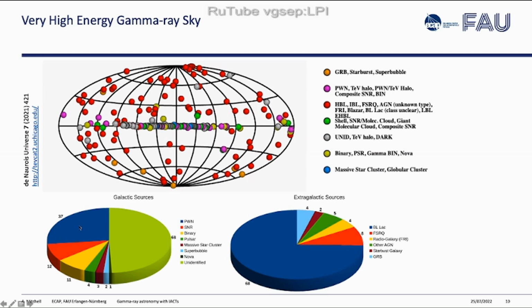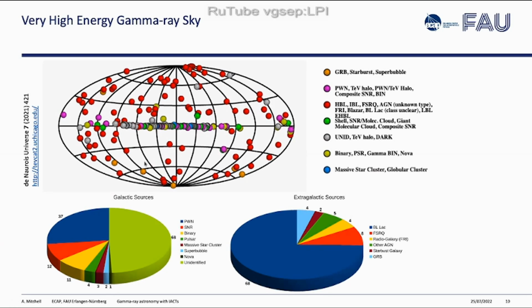The most popular type of identified galactic sources are pulsar wind nebulae or supernova remnants, or indeed composites, which are then a combination of the two. And we'll hear a bit more on those in a moment. And then we also have plenty of binary systems.